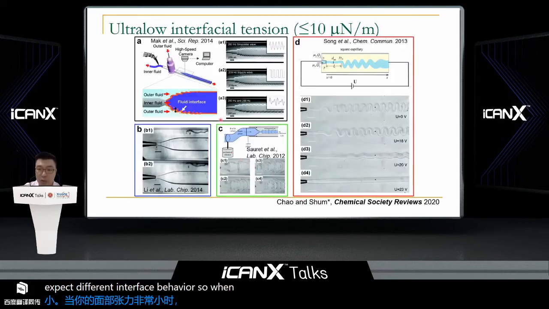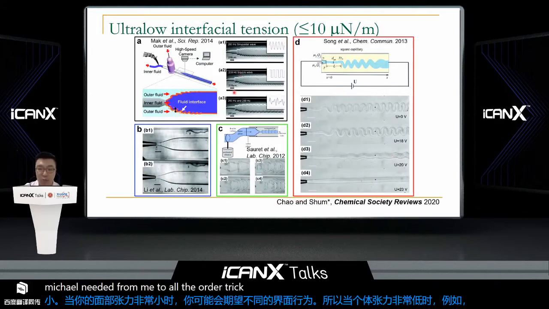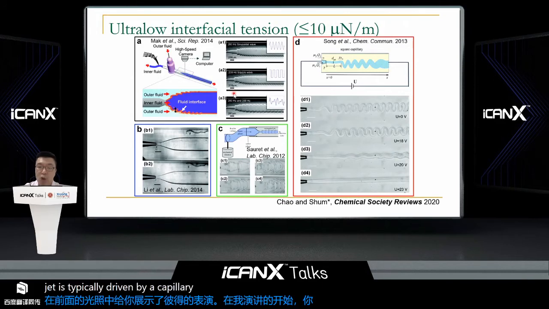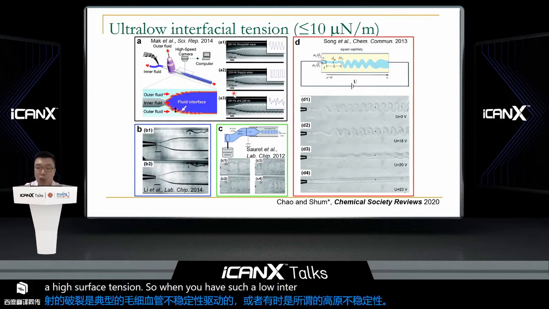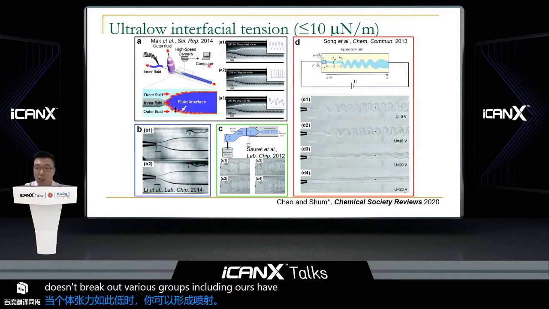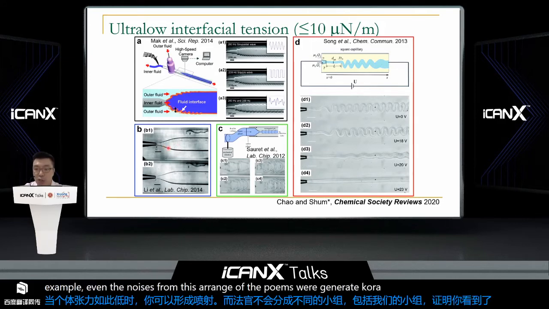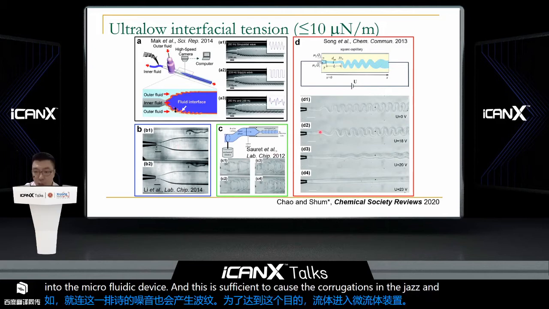So when the interfacial tension is very low, for example, much less than 10 micronewton per meter, all the tricks that I've shown you in the previous slide at the beginning of my presentation, where you see the formation of those nice double emulsions, do not work, because the breakup of the jet is typically driven by capillary instability, sometimes known as the Plateau-Rayleigh instability, which is driven by a high surface tension. So when you have such a low interfacial tension, you can just form a jet, and the jet doesn't break up. Various groups, including ours, have demonstrated that you see all kinds of corrugations. For example, even the noises from the syringe pumps will generate corrugations in the tubing that feeds fluids into the microfluidic device, and this is sufficient to cause corrugations in the jet. Electrical perturbations will also generate corrugations, but it is very difficult to break the jet into droplets.